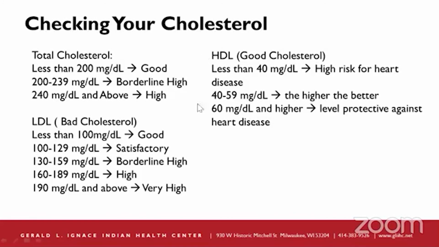So HDL, instead of wanting it low, you want HDL higher. So you want your LDL low and you want your HDL high. If your HDL is less than 40 milligrams per deciliter, you're at high risk for heart disease. If it's 40 to 59, it's getting better, the higher the better, and above 60 is protective against heart disease.